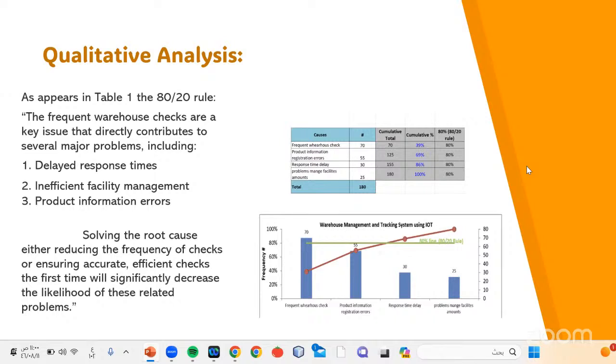The table and the chart show that frequent warehouse checks and product information errors contribute the most to those issues together. They account for a major part of the problem. How to fix these issues? To solve this, we should reduce the number of unnecessary checks and improve accuracy and efficiency when checking. By doing this, we can minimize error, save time, and improve overall efficiency.